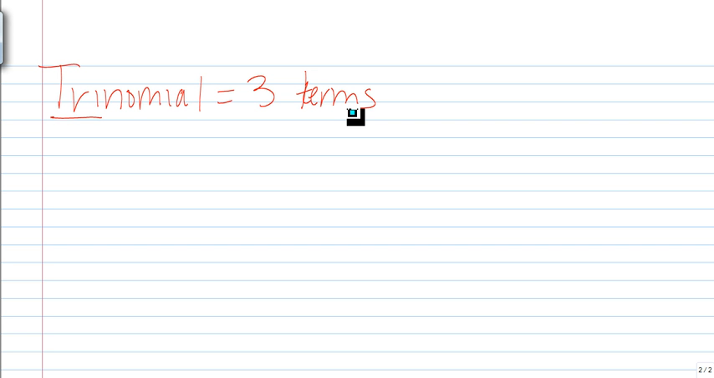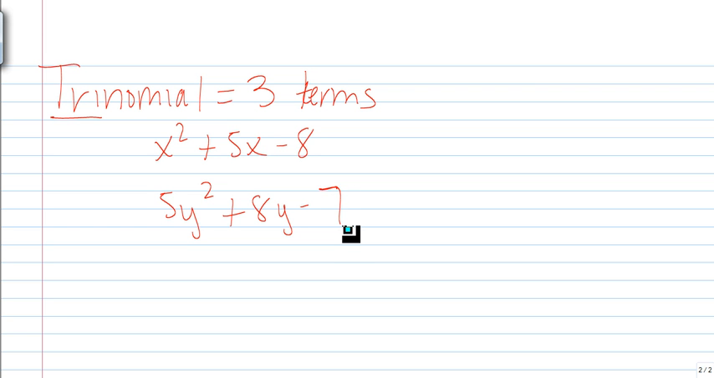Okay, so now what does that look like? Well, let's say that you have x squared plus 5x minus 8. See, you have three separate terms there. Or another example could be 5y squared plus 8y minus 7. Okay, see how you're linking up three terms.